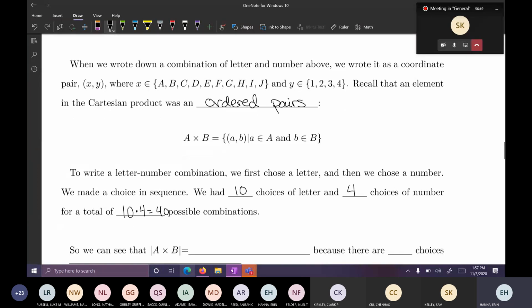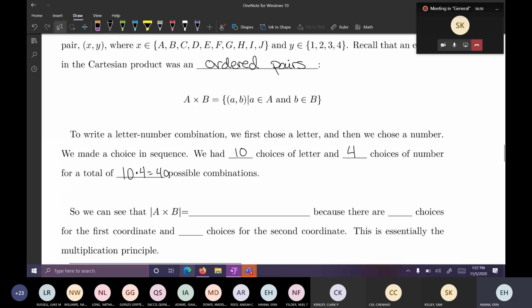So essentially, we can see that the cardinality of a Cartesian product, which again is exactly what this is doing, taking a Cartesian product of a set of letters across a set of numbers, is going to be the cardinality of the first set times the cardinality of the second set. Because there are, whatever the cardinality of A is, choices for the first coordinate, and whatever the cardinality of B is for the second coordinate. That's essentially the multiplication principle. You take how many choices you have for the first thing, multiply by how many things you have for the second thing, and it's going to extend to more than 2 things.